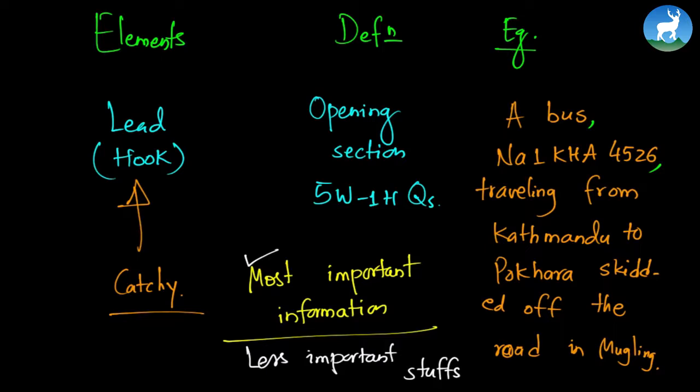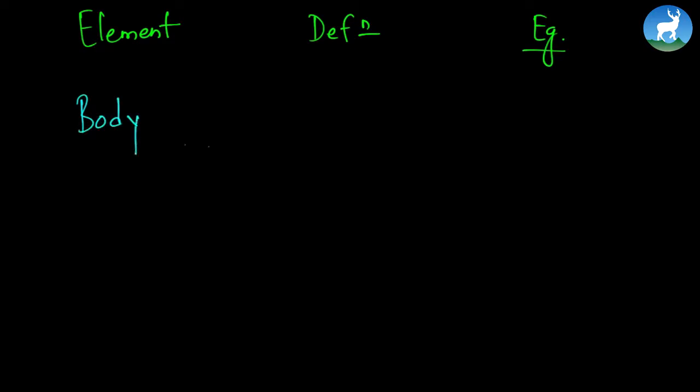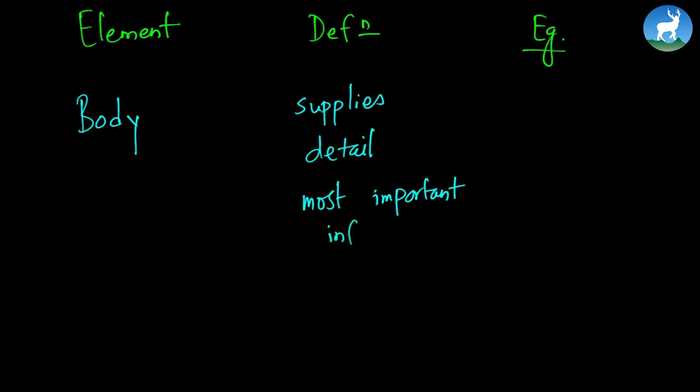Let's go on studying these different elements. Now we have body. What does body do? Body supplies detail. Body also, same rule, most important information first. Same rule is applied.